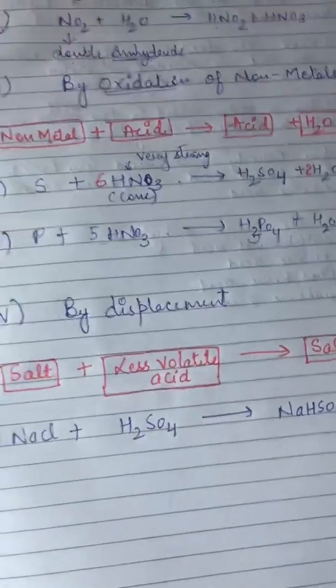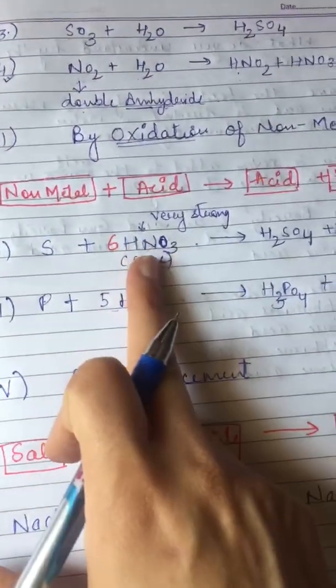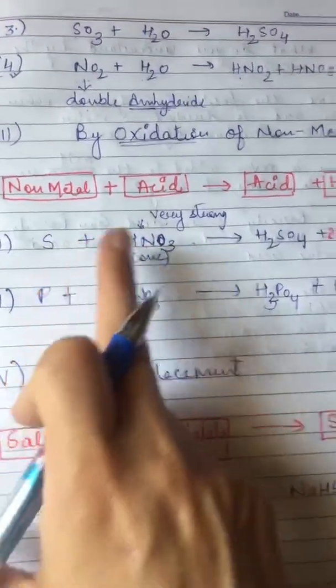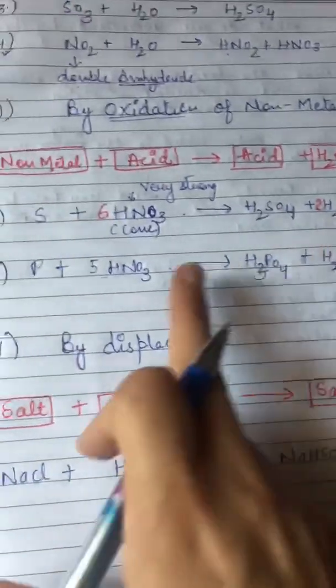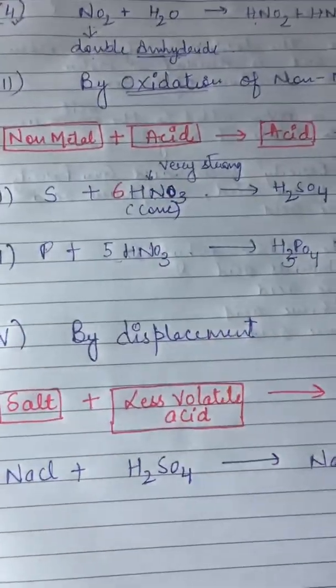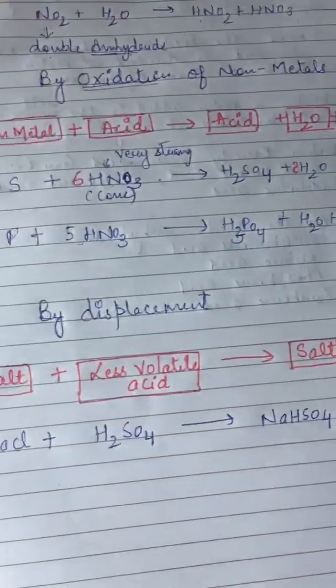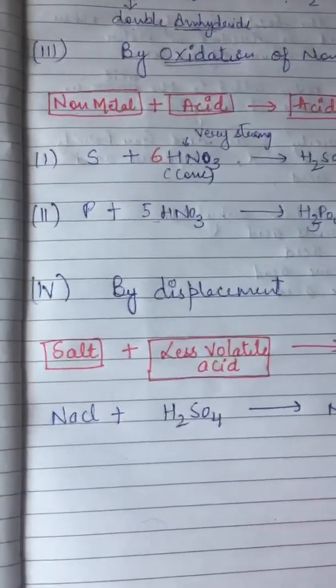So S plus HNO3, nitric acid, a very strong oxidizing agent, will form sulfuric acid plus water plus nitrogen dioxide. Next, when it reacts with phosphorus, it will give phosphoric acid. Understand? And H2O and NO2. Next is the double displacement reaction.